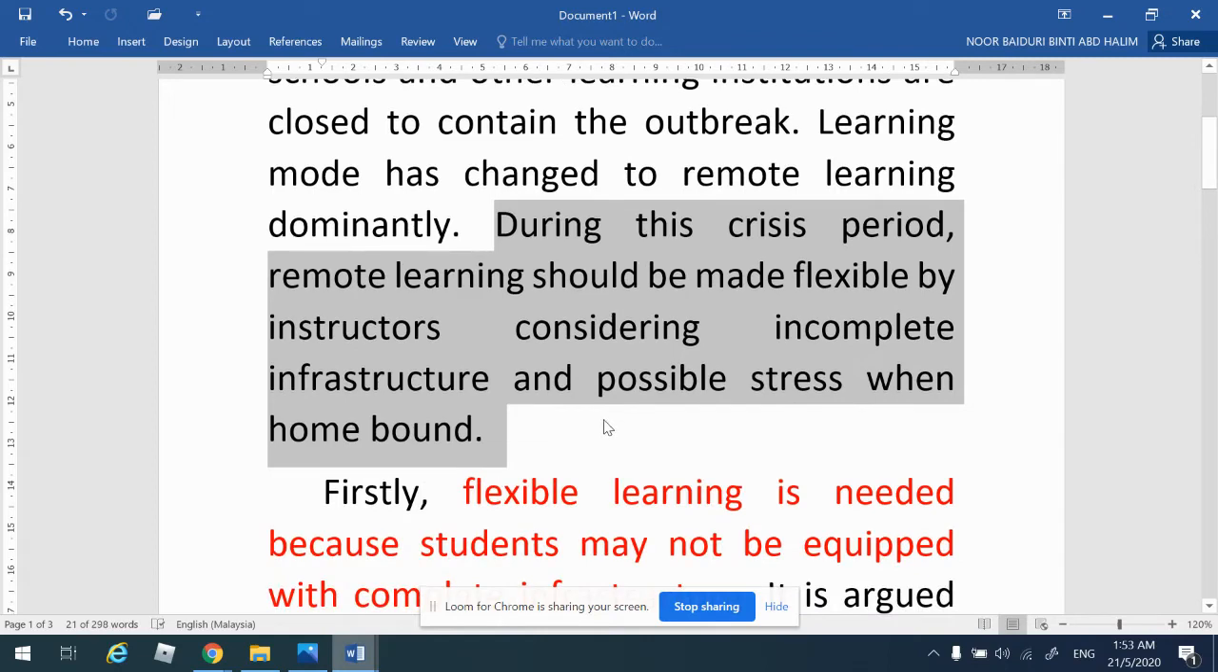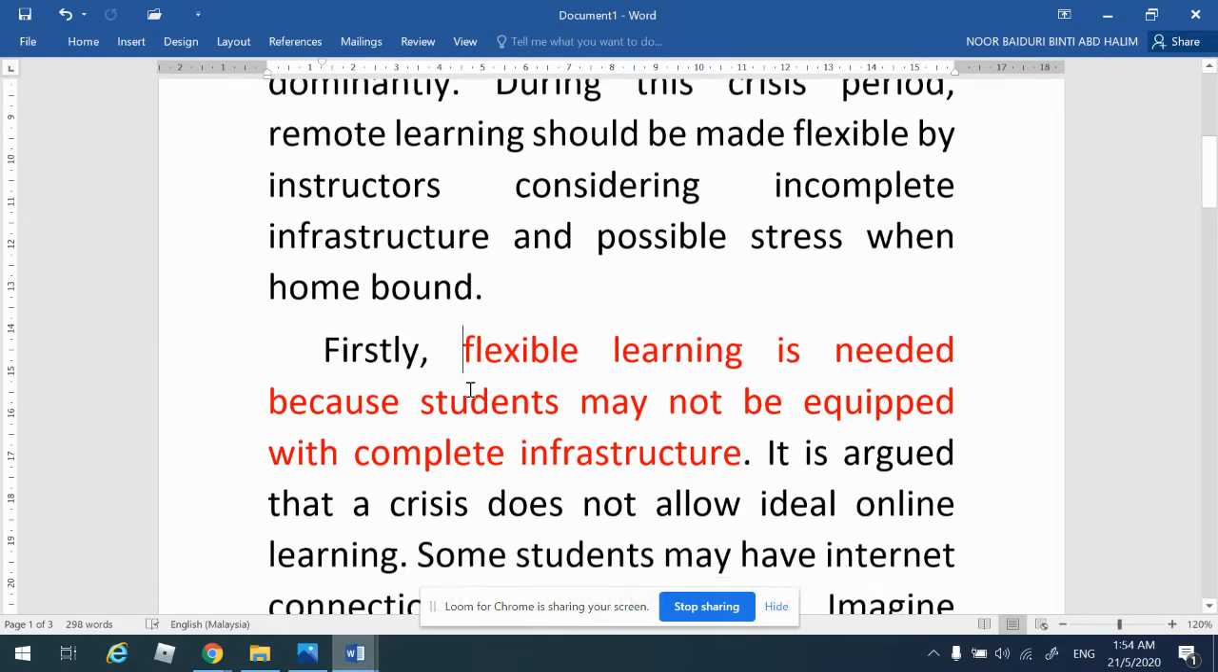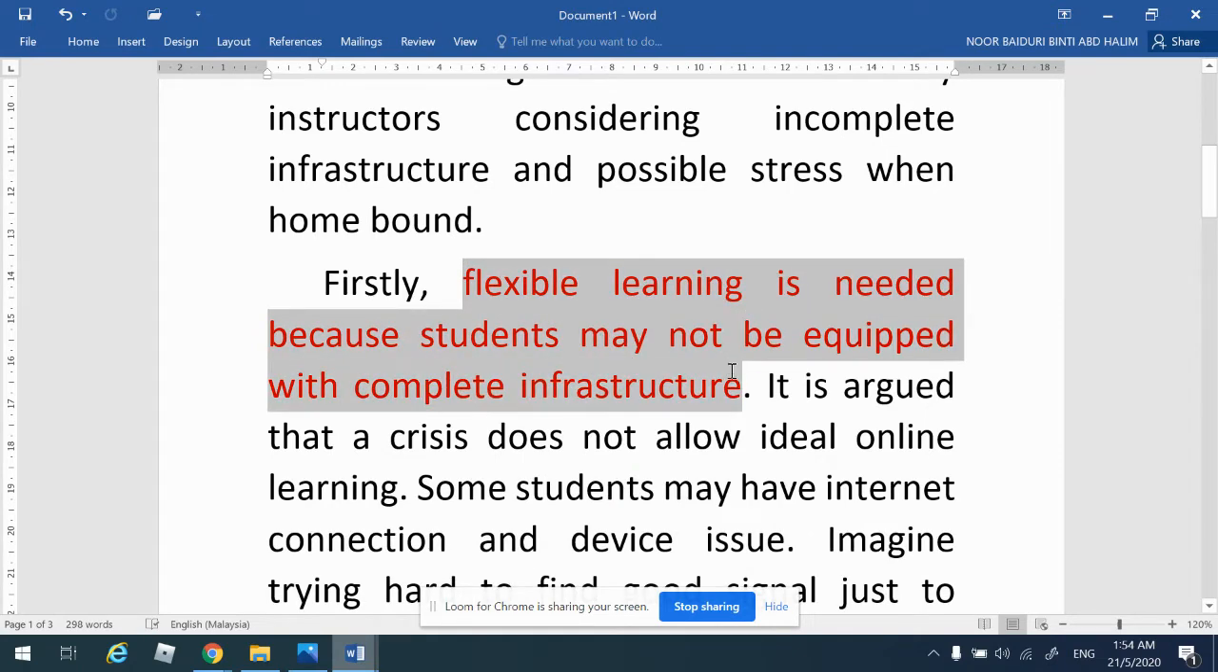Now move to the next paragraph. We call it the body paragraph. Remember to use signal markers. Firstly, what else? Most importantly, you can use. You can see here, this is what we call the topic sentence. The topic sentence is equivalent to the main idea. Normally, it is the first sentence in the paragraph. The topic sentence must be followed by supporting details.